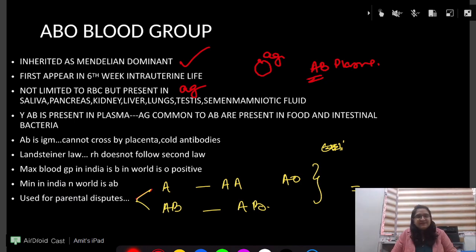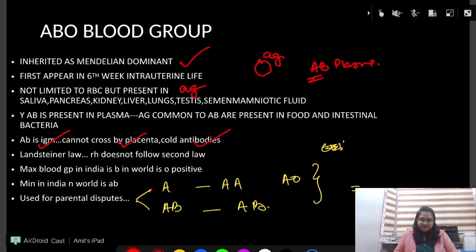Why are antibodies present in the plasma? Because which are the antigens? They are not just present on the RBC surface, but they are also present in common food. So when a child eats that food, then antibodies develop. Now the antibody of the ABO blood group is an IgM. It cannot cross the placenta. It is a cold antibody.